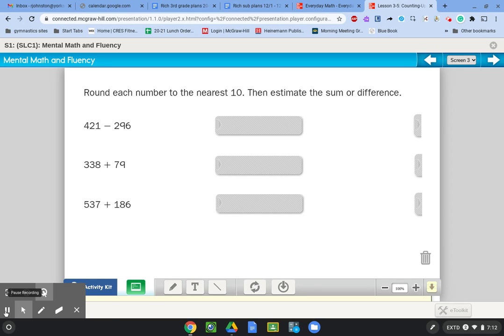Okay, same thing here. Rounding each number to the nearest 10. 421 is going to be 420. The 1 means that this 20 is staying at a 20 and not going to a 30. 296 is closer to 300. So you're going to end up with 420 minus 300. And the answer to that is 120. 420 minus 300 is 120.